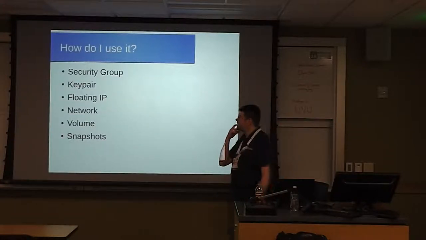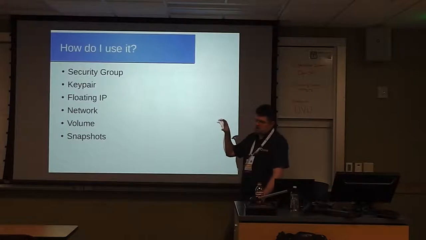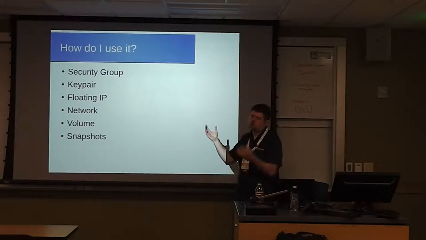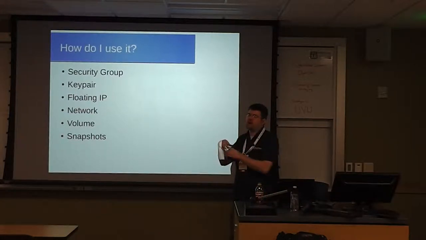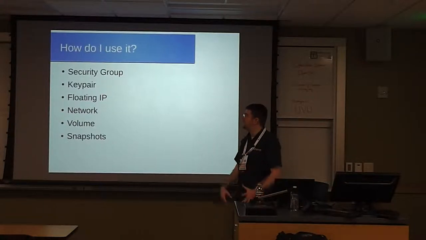And a few last terms: security group, key pair, floating IP, network, volume, snapshots. So a security group you can easily equate to a set of firewall rules for your virtual machine. OpenStack Compute will set up a bunch of firewall rules. It has a default deny for everything. And these are just sets of, okay, allow port 22 from this range or allow 80 from this other range. And you can then combine those together and it will do the firewall from the outside so you don't have to worry about it inside the VM.